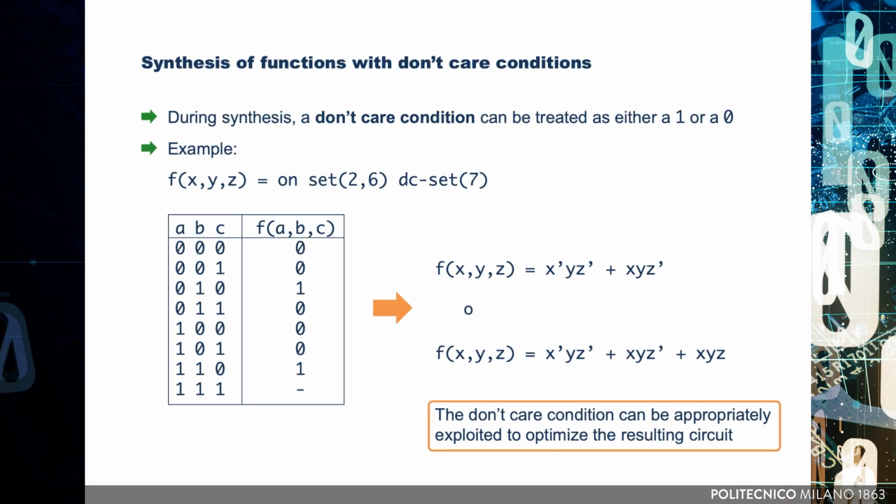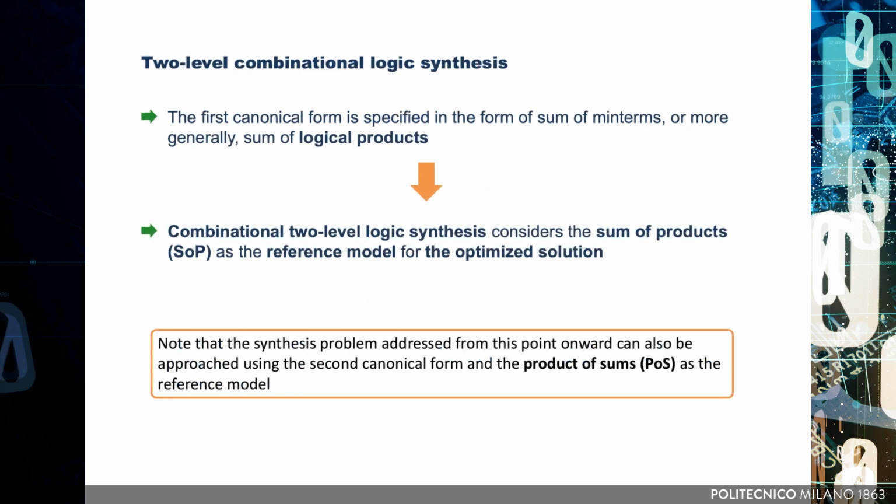As we will see, don't cares can be opportunistically exploited by assigning them the value 0 or 1 to optimize the resulting circuit. It is also necessary to define the reference model to be adopted for computing the optimized expression. The reference model allows us to narrow down the set of possible alternative solutions to analyze during logic synthesis, which would otherwise be too vast.